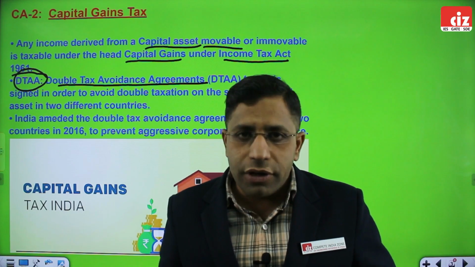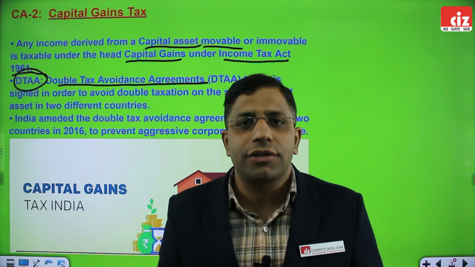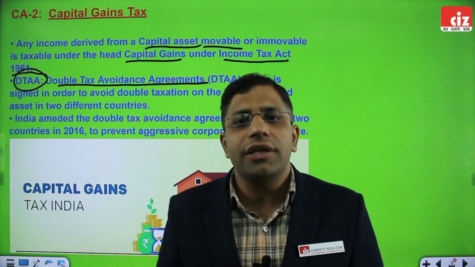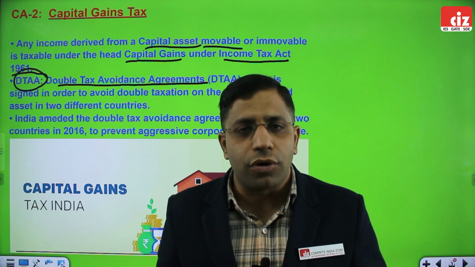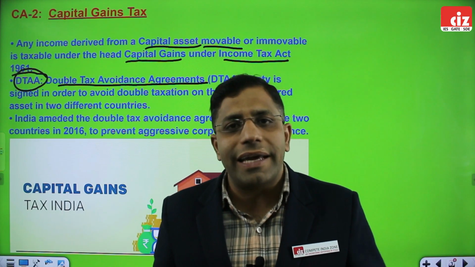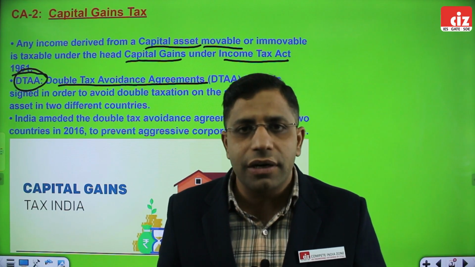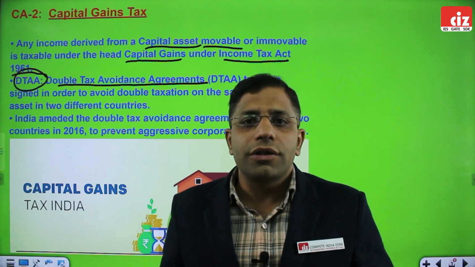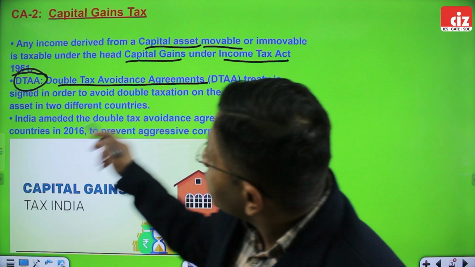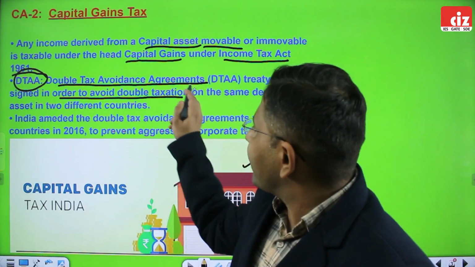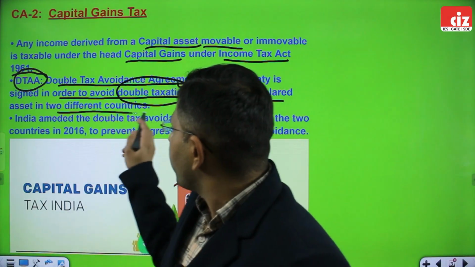So overall, if the company has to execute the business, they have to pay taxes in both the countries. When the countries have an agreement regarding certain tax related parameters and protocols, the company can pay the tax at one stage in one country only. The same tax can be exempted by the other country. So overall, this is a tax avoidance agreement between two countries. DTAA is a treaty signed in order to avoid double taxation on the same declared asset in two different countries.